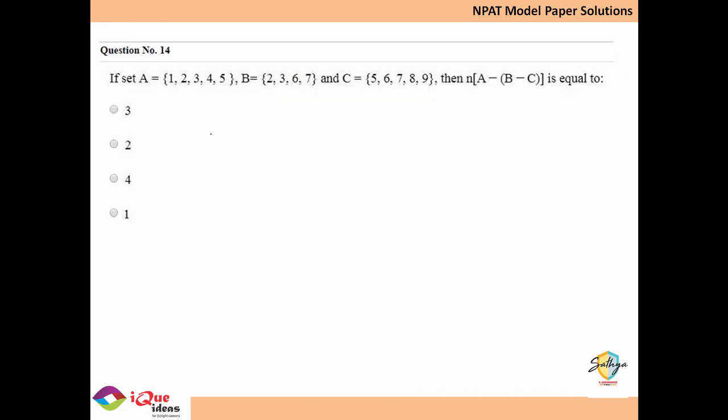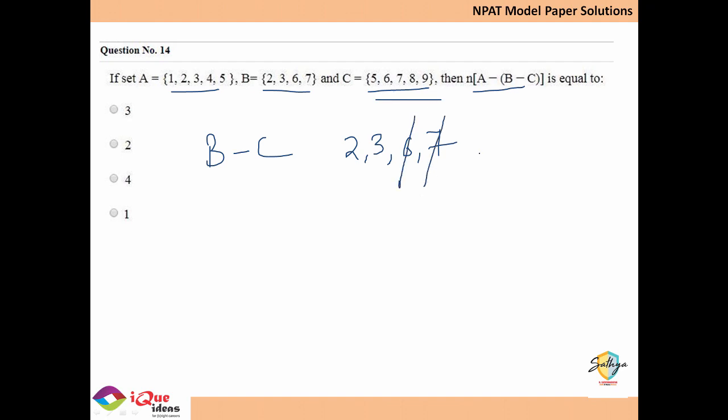Okay. Now set A is 1, 2, 3, 4, 5 and B is 2, 3, 6, 7. So I have to find the number of elements in the set. So let's first do B minus C. So from B to get B minus C, I take B 2, 3, 6, 7 and from that eliminate everything that is in C. So 6 and 7 are eliminated, which means that the value of B minus C is simply 2 and 3.